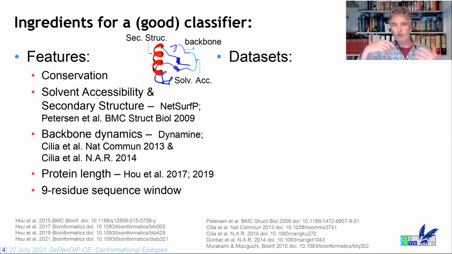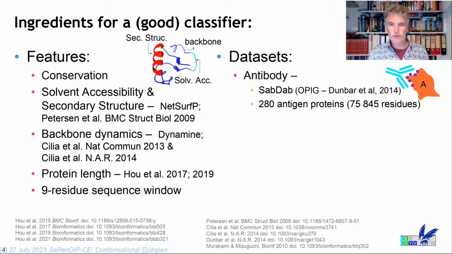And then we use a 9-residue sequence window. So to predict the central residue, we use the features of the 4 flanking residues on either side in the sequence.